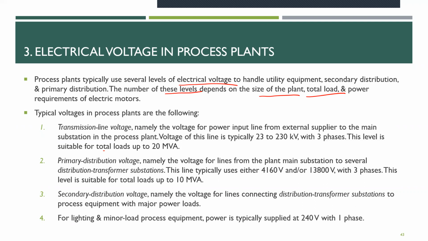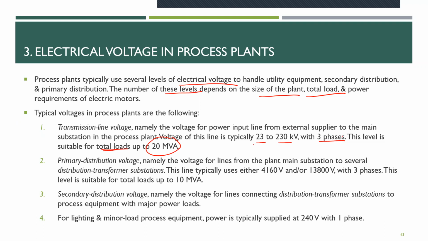So if the total load is up to 20 megavolt ampere, or MVA, it is suitable to use the transmission line voltage, namely the voltage for the power input line from the external supplier to the main substations, which is typically around 23 to 230 kilovolt, with a three phase circuit type of electricity.